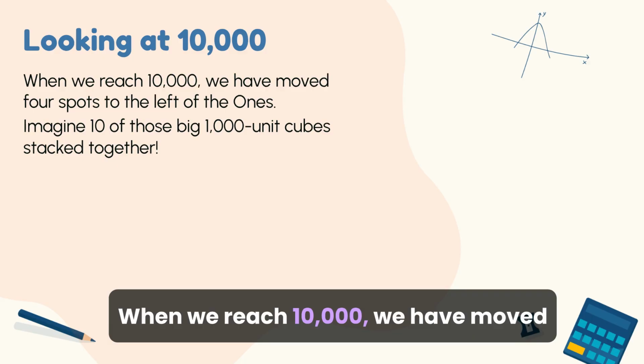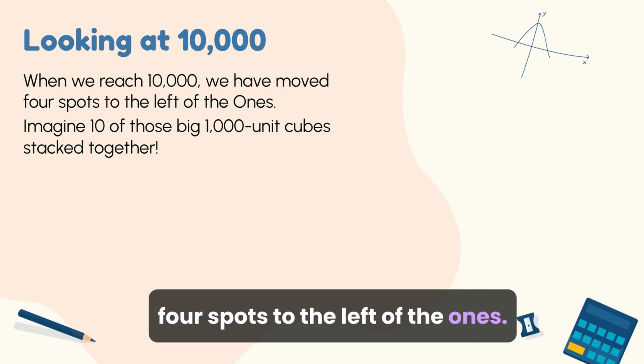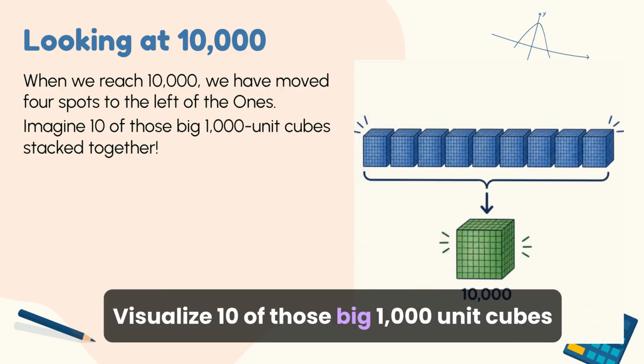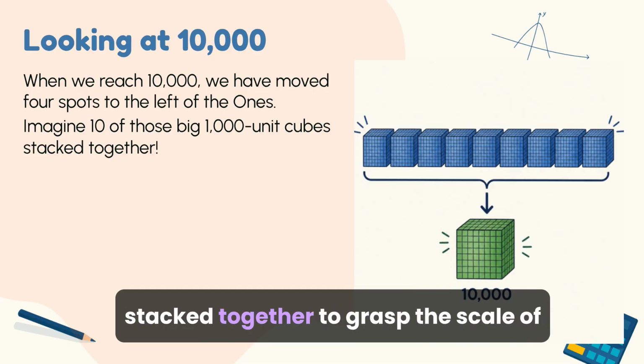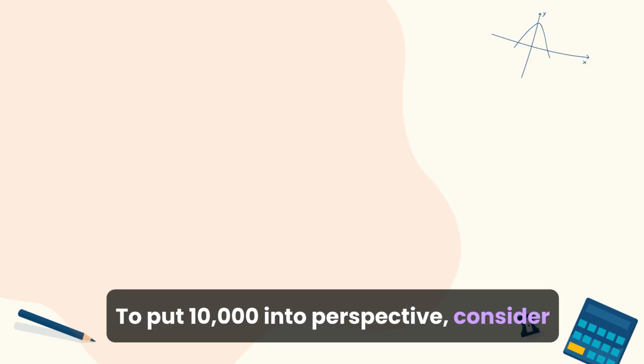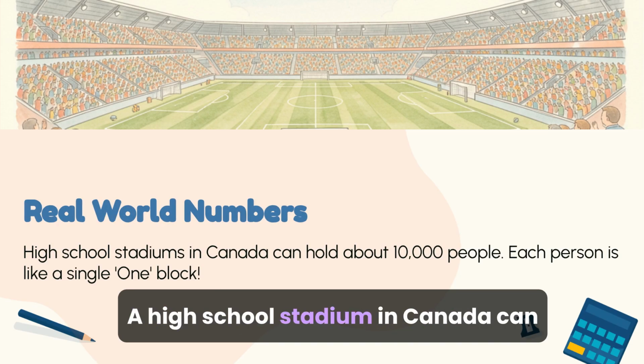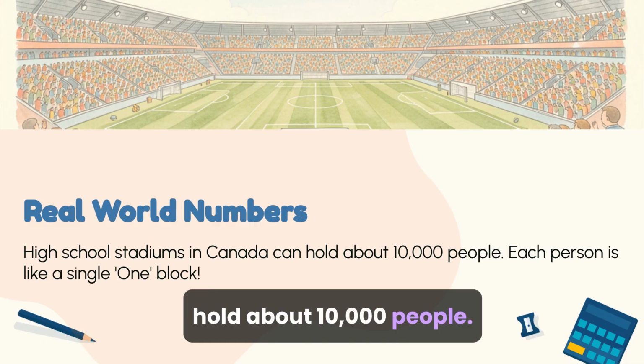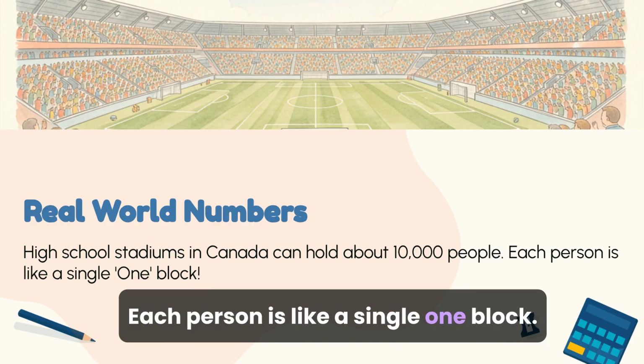When we reach 10,000, we have moved 4 spots to the left of the ones. Visualize 10 of those big 1,000 unit cubes stacked together to grasp the scale of 10,000. To put 10,000 into perspective, consider real-world numbers. A high school stadium in Canada can hold about 10,000 people. Each person is like a single 1 block.